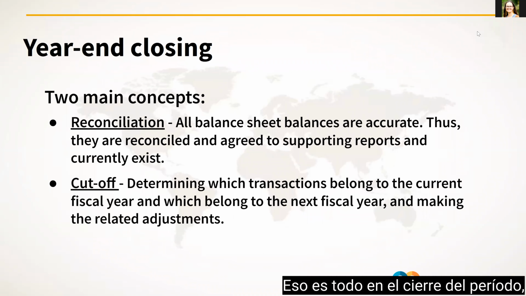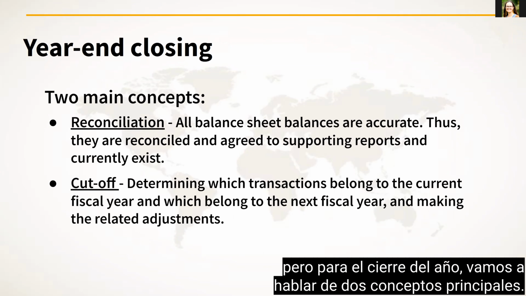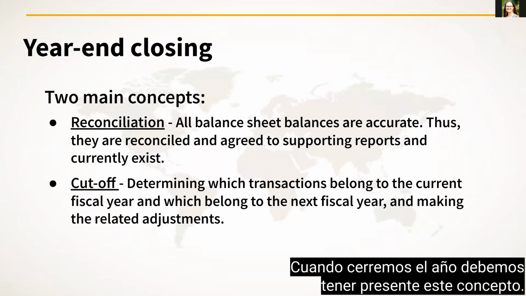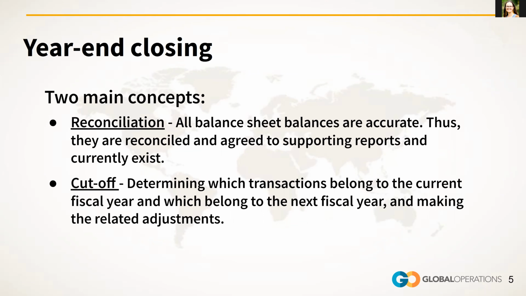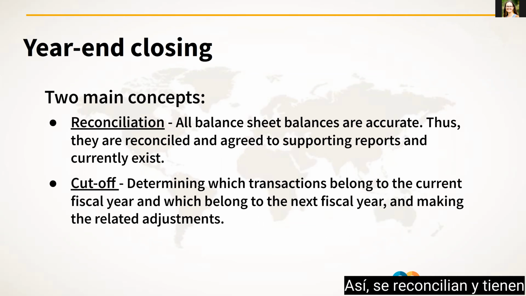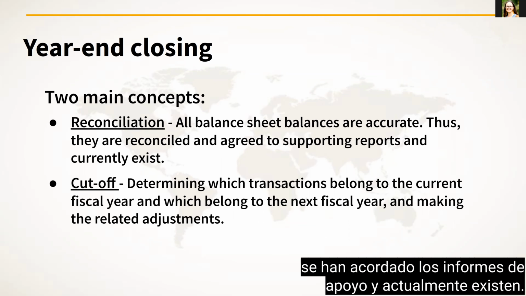That's all on period closing, but for year-end closing, we're going to talk about two main concepts. The first is reconciliation. When we close the year, we need to keep this concept in mind. All balance sheet balances should be accurate. Thus, they are reconciled and they have been agreed to supporting reports and they currently exist.